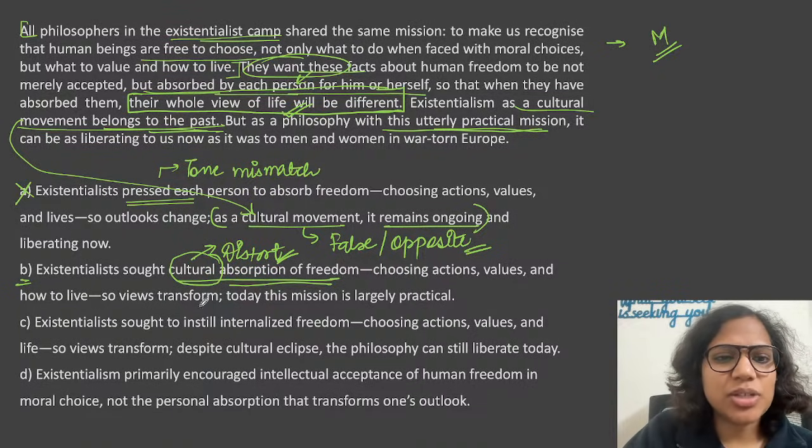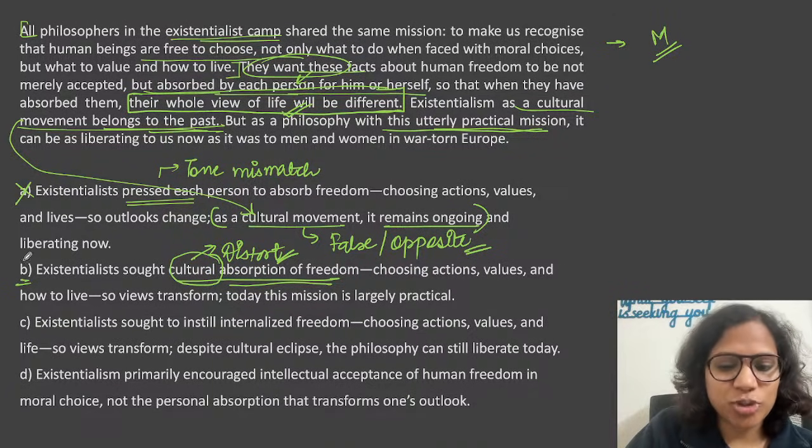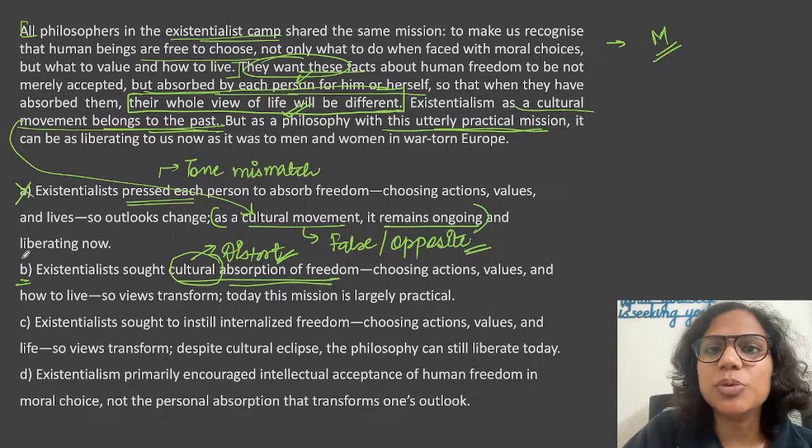Choosing actions, values, and how to live, so views transform. Today, this mission is largely practical. You know what? It looks like a tempting option. In fact, I thought that you would get confused between B and C.